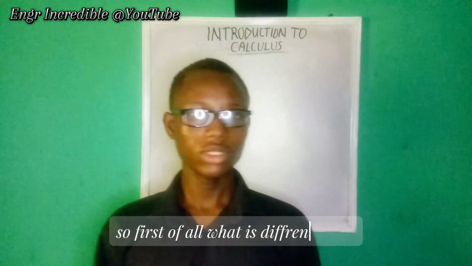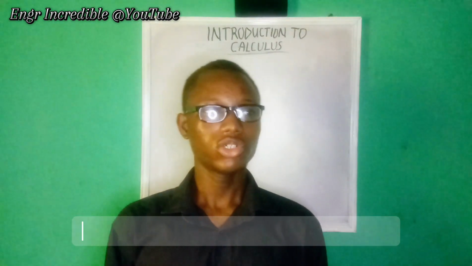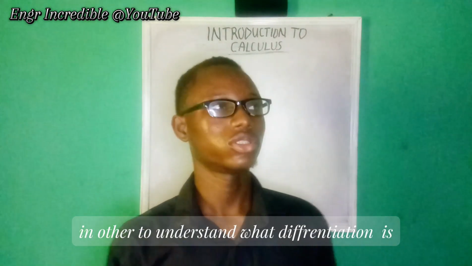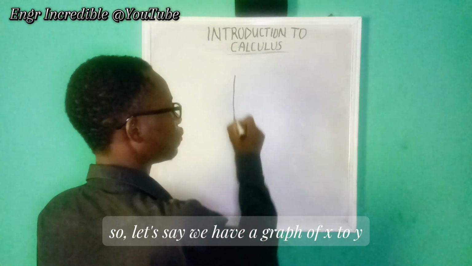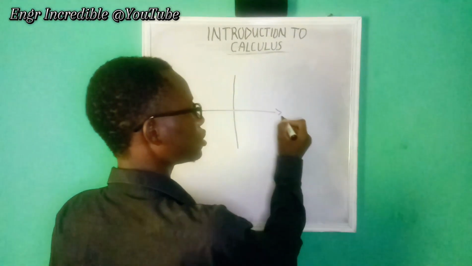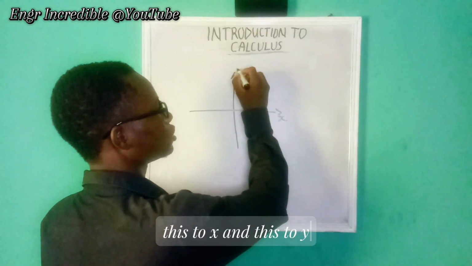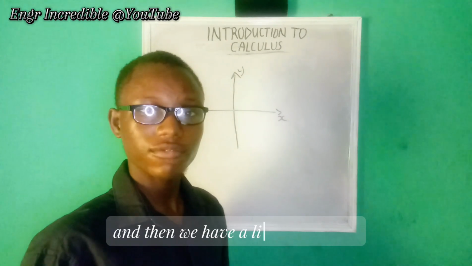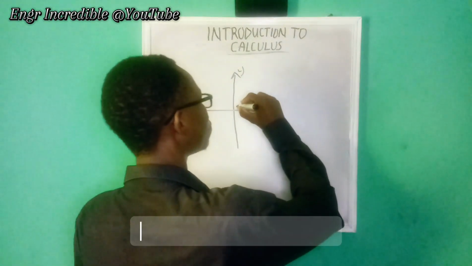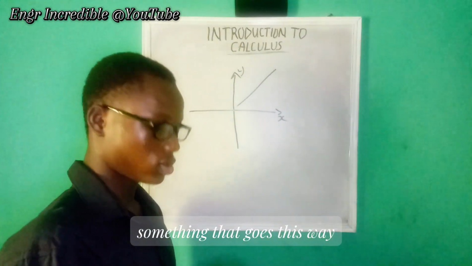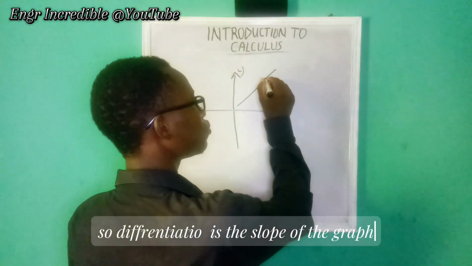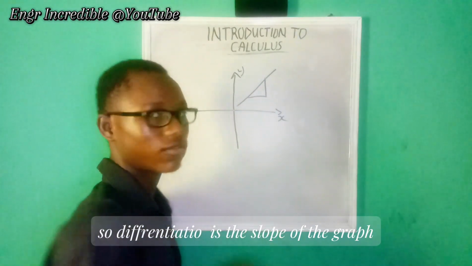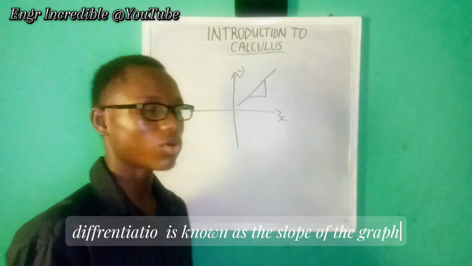So first of all, what is differentiation? In order to understand what differentiation is, let's say we have a graph of x to y, this is x and this is y, and then we have a linear equation, something that goes this way. Differentiation is the slope of a graph. Differentiation is known as the slope of a graph.